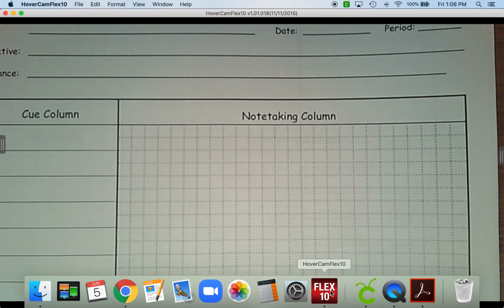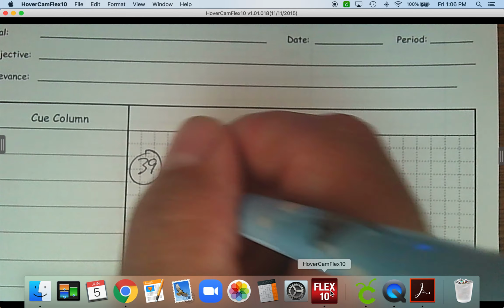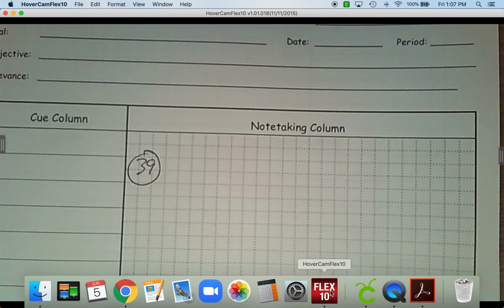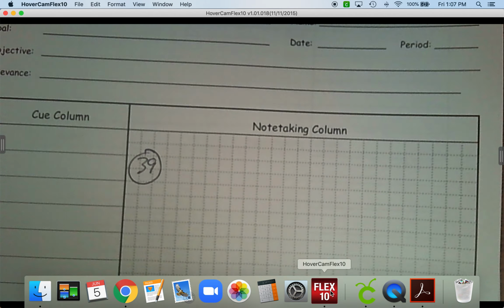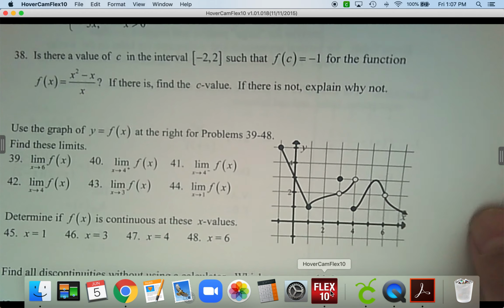39. All right, 39 is off the graph. So I'm going to write these down, but then I'm going to have the graph to be able to answer it. So all this is just looking off the graph and knowing what you're looking for when you look off the graph. So let's look here, and then I'll put the answers on the other sheet.